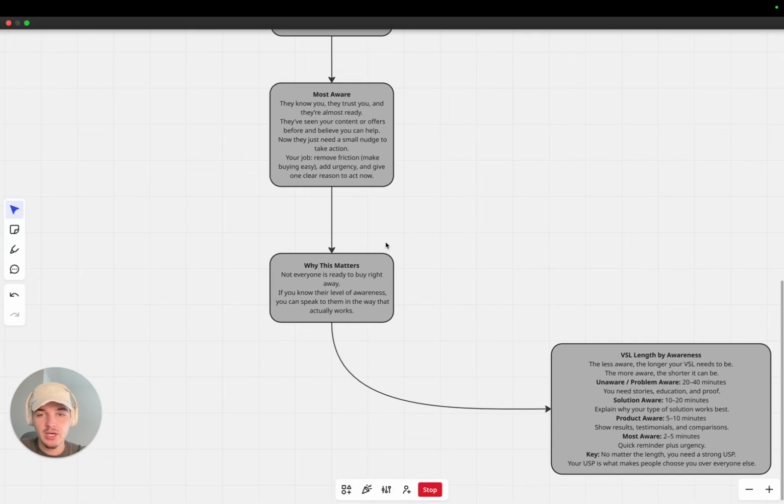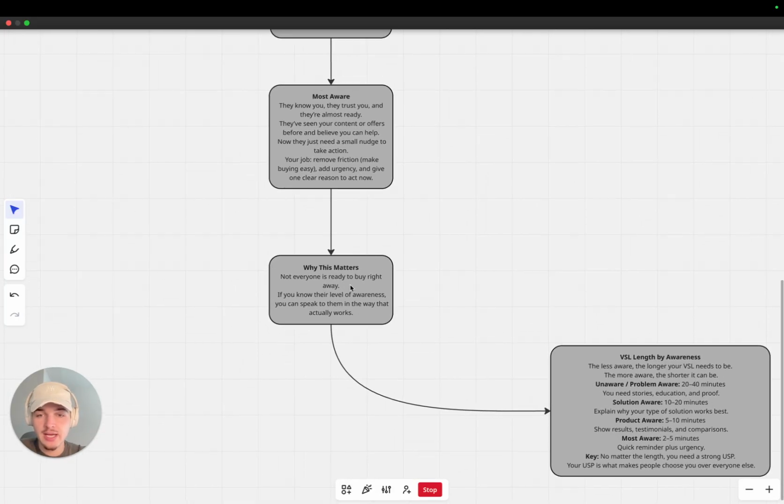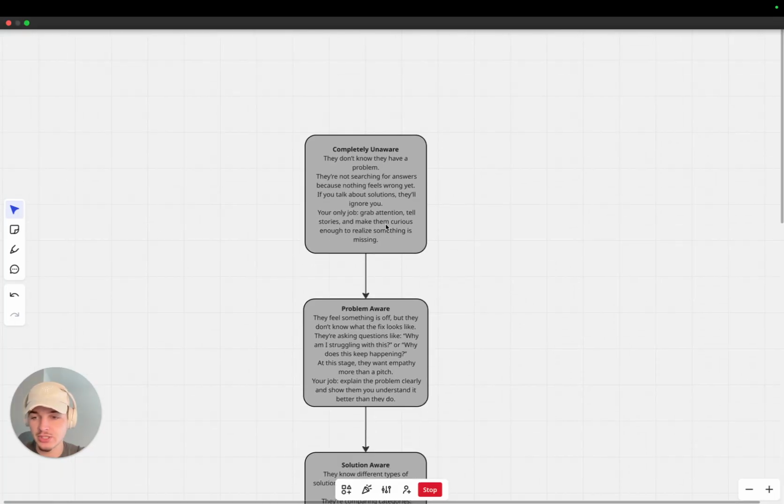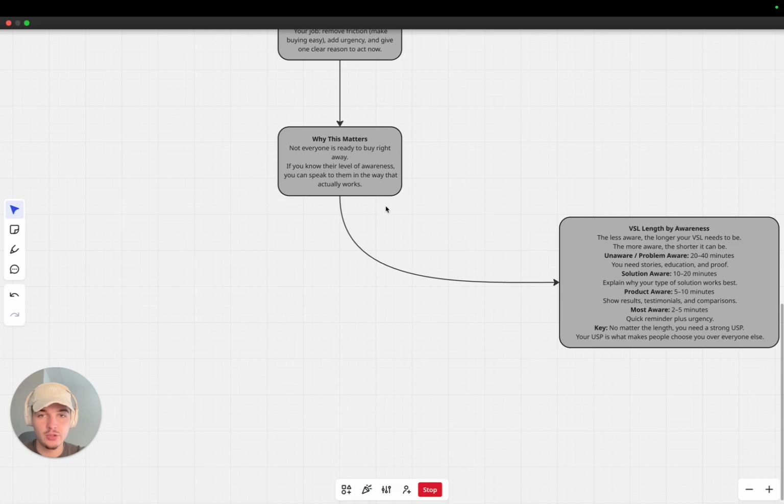Why awareness matters is because not everyone is ready to buy right away. If you are able to do proper market research and know the awareness level of your specific audience, or specific subsections of your audience, you can speak to them in a way that will actually sell them, because you understand their situation, where they're at, and you are speaking to them accordingly. So it is a lot easier to sell to them. It's very important to nail down which category your audience sits in, pinpoint this, and then selling will be a lot easier.